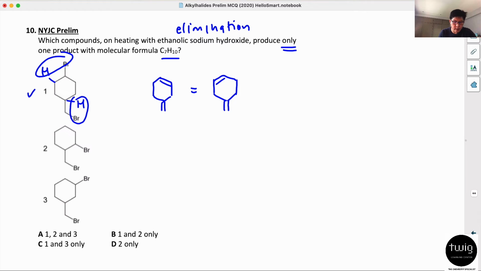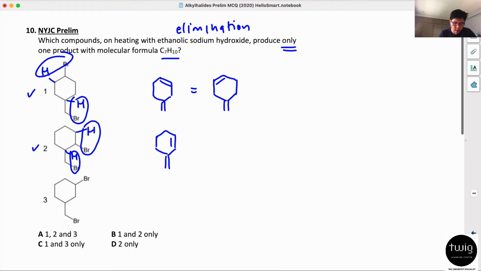Okay, for the second one, I'm just going to take away the Br and the H from here, same thing. All right, and I will remove the Br and the H from here. Okay, so which means I'll get this product. So there's no other way to take away the Br and the H, no other way for elimination to take place. So this is also only one product.